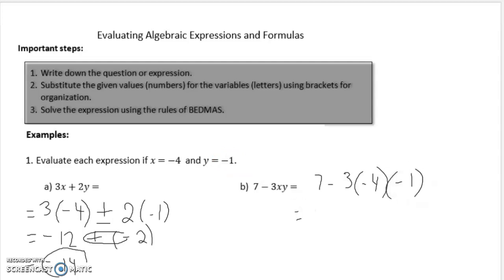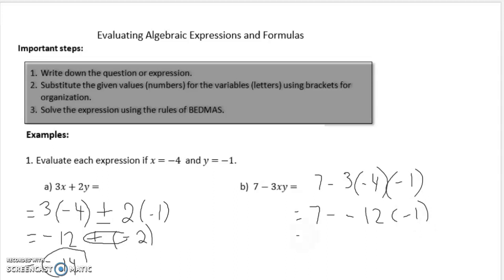Okay, now we're going to do some multiplication. So our first multiplication is this right here. So I still have 7 minus, and then it's 3 times -4. So 3 times -4 gives us -12. And then we still have -1.